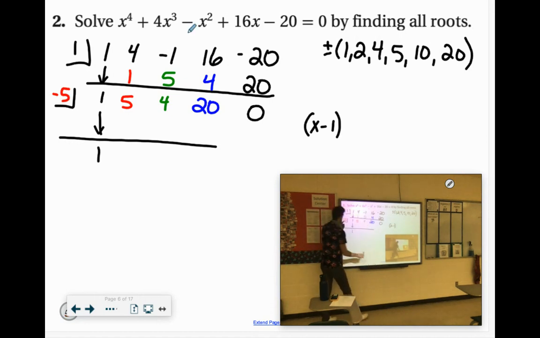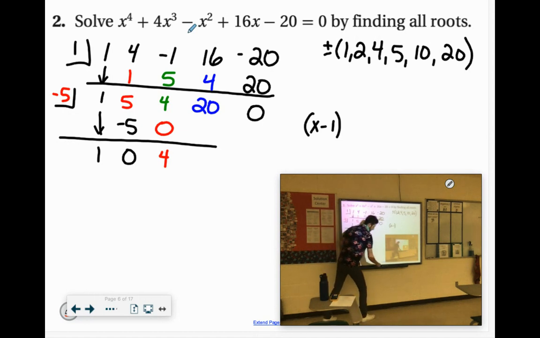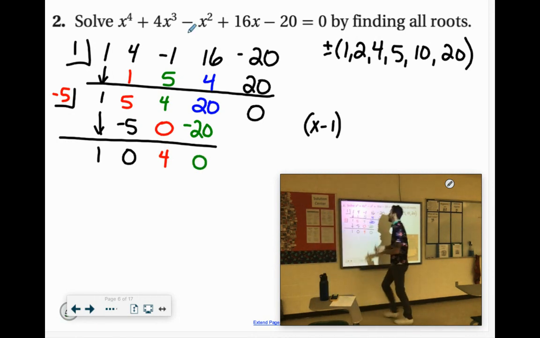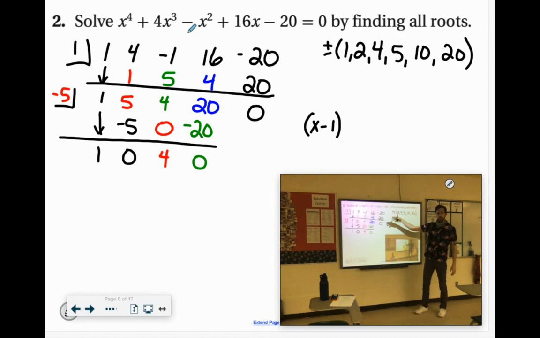Negative 5 times 1 is negative 5. 5 plus negative 5 is 0. Negative 5 times 0 is 0. 4 plus 0 is 4. Negative 5 times 4 is negative 20. 20 minus 20 is 0. So that's another one of our zeros, which would be negative 5. And the way we write that is x plus 5.